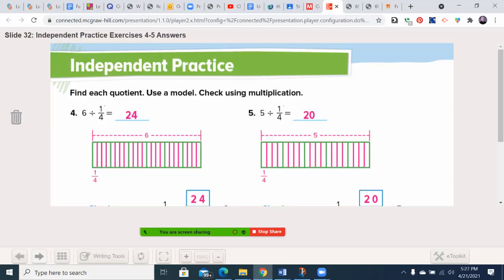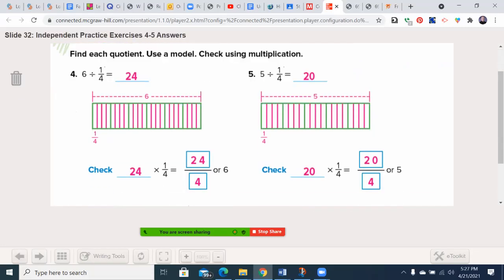Welcome back. Let's see how you did. Each group of 6 was divided into fourths. You count them up, there's 24. 24 times 1/4 equals 24 fourths, because 24 times 1 is 24, 1 times 4 is 4. 4 goes into 24 6 times. 5 into quarters is 20 if you count them up. 20 times 1 is 20, 1 times 4 is 4. You get 20 over 4, which is 5.